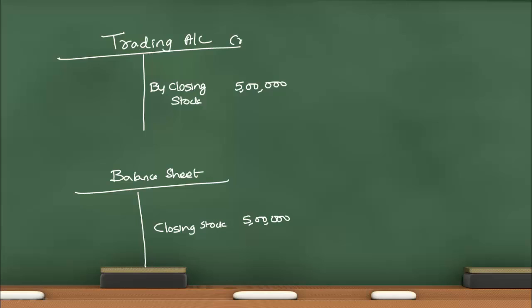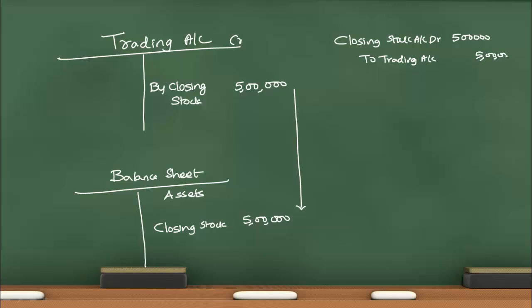So students, the effect of closing stock on accounts is that it will find a place on the credit side of the trading account, and simultaneously it will find a place on the asset side of the balance sheet. So simply, the entry will be closing stock account debit, how much? 5 lakhs, to trading account credit, another 5 lakhs.